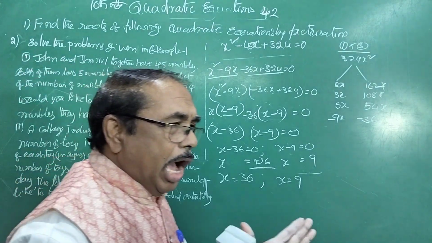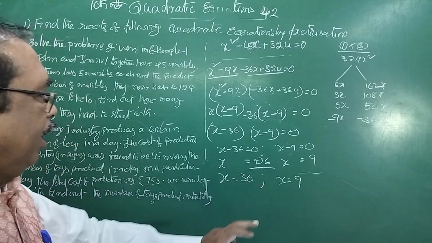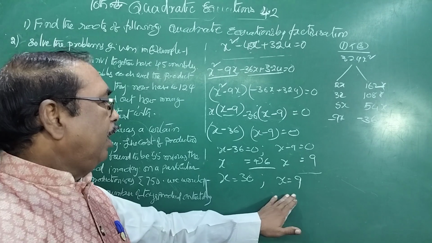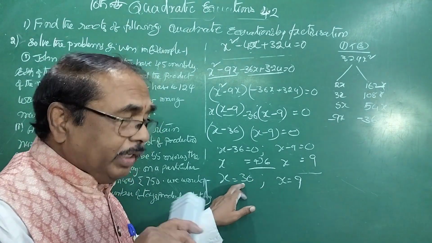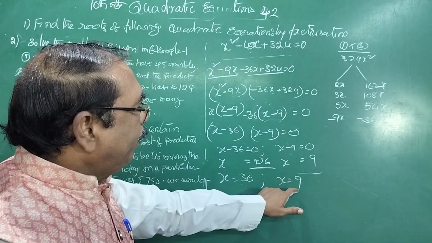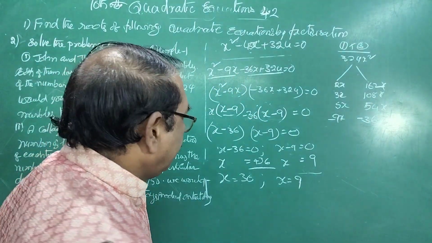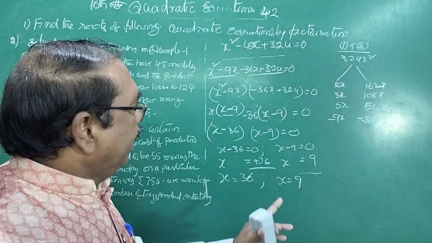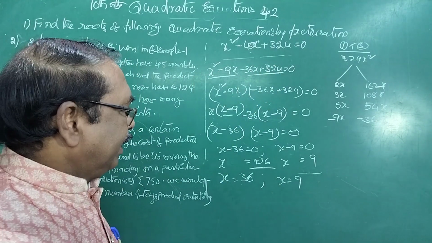Now each has how many marbles at present? X has 36 marbles or 9 marbles. Two roots came. If we place 36 in the x, this equation is correct. If we place 9, then also this equation is correct, isn't it? If we substitute 36, then the equation will be correct. If we substitute 9, then this is also correct, isn't it?